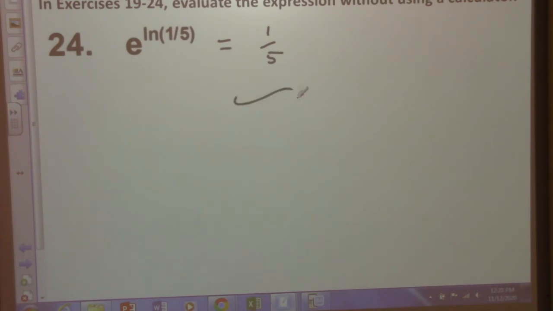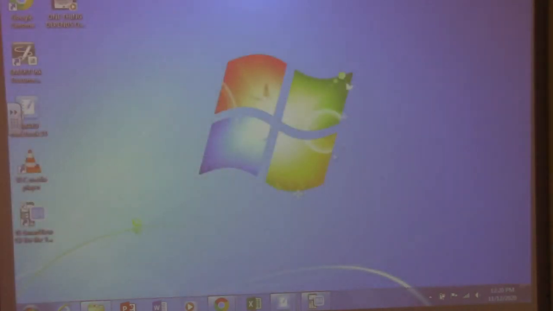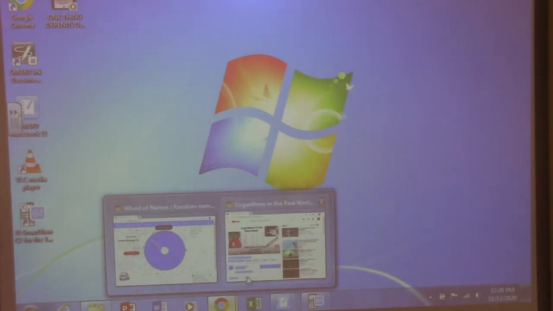For the same thing. So that gets us through this set of exercises. What I want you to do is, I'm going to pick that up in a minute. But we're going to watch a video right now called Logarithms in the Real World. It's about 5 minutes long, and then I'll come and pick up your exercises while you do that. Okay? So here it is, Logarithms in the Real World.